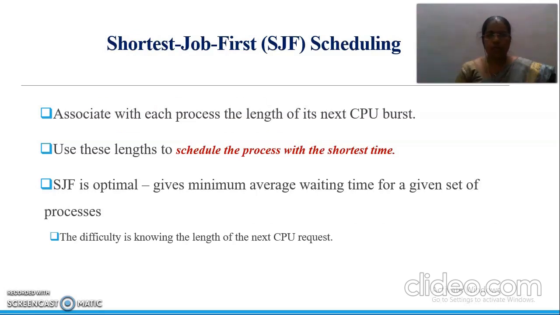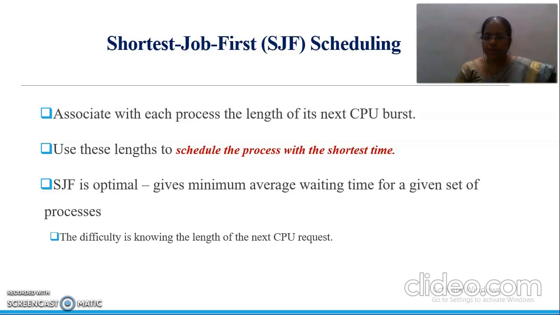The second type of scheduling algorithm is the shortest job first scheduling algorithm. This algorithm associates each process with the length of its next CPU burst, which means we schedule the process with the shortest time. This is better than FCFS, where the convoy effect problem is overcome by this kind of scheduling. The process which has the shortest time can be processed first.